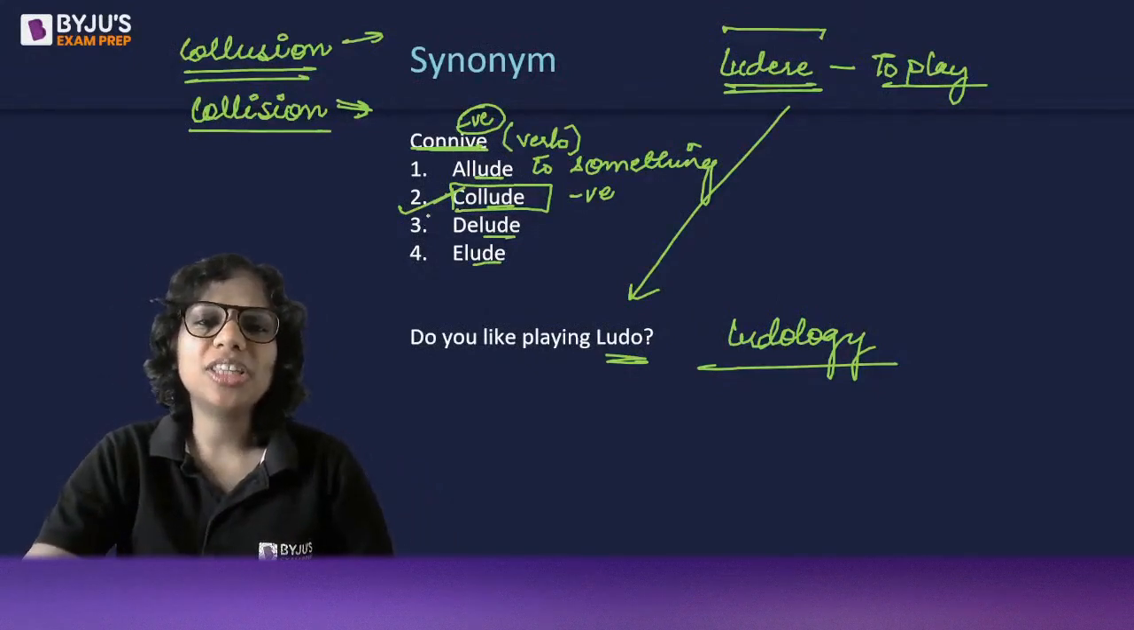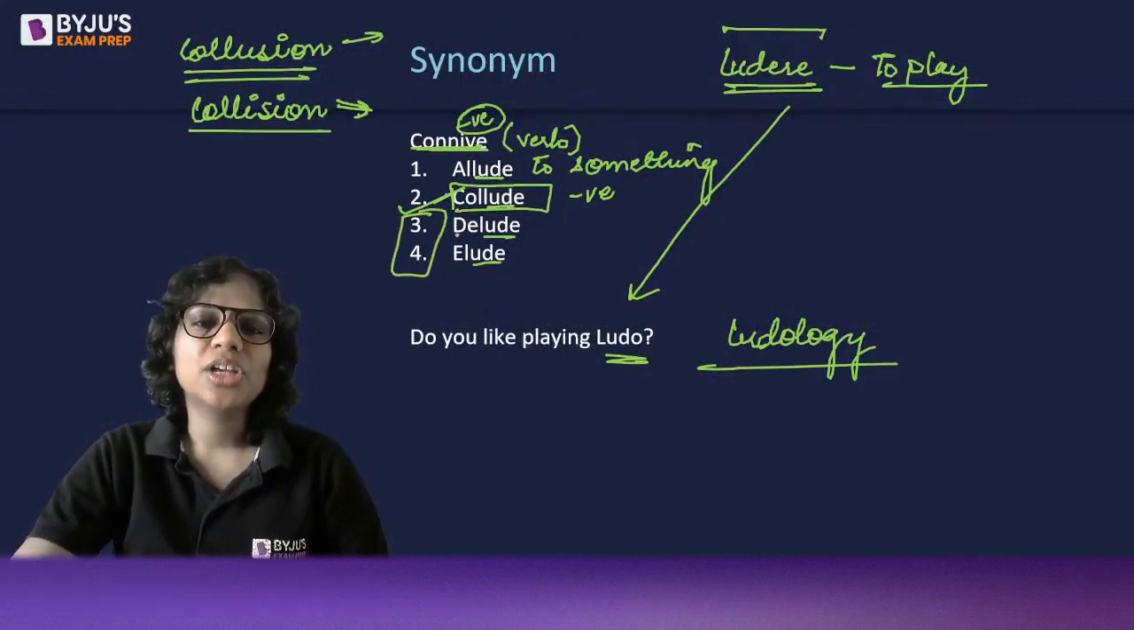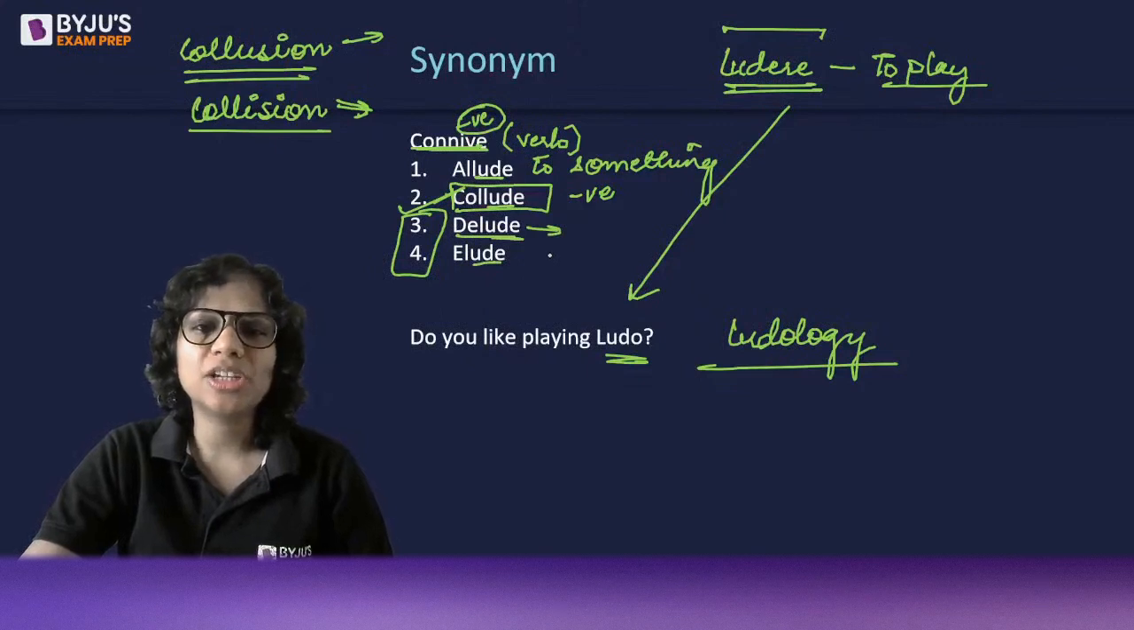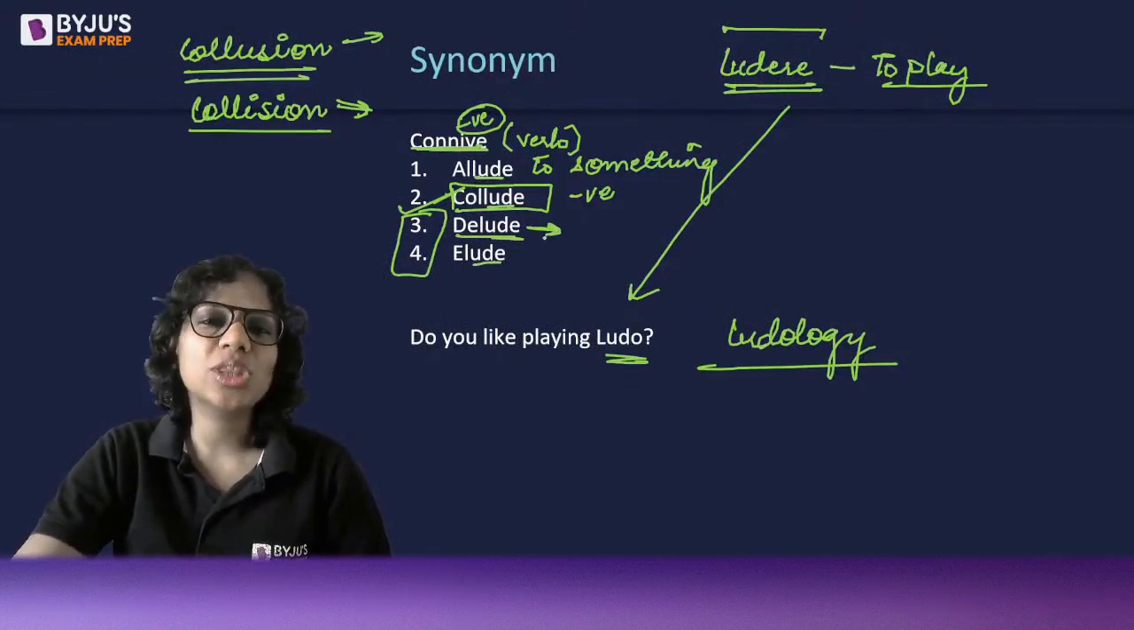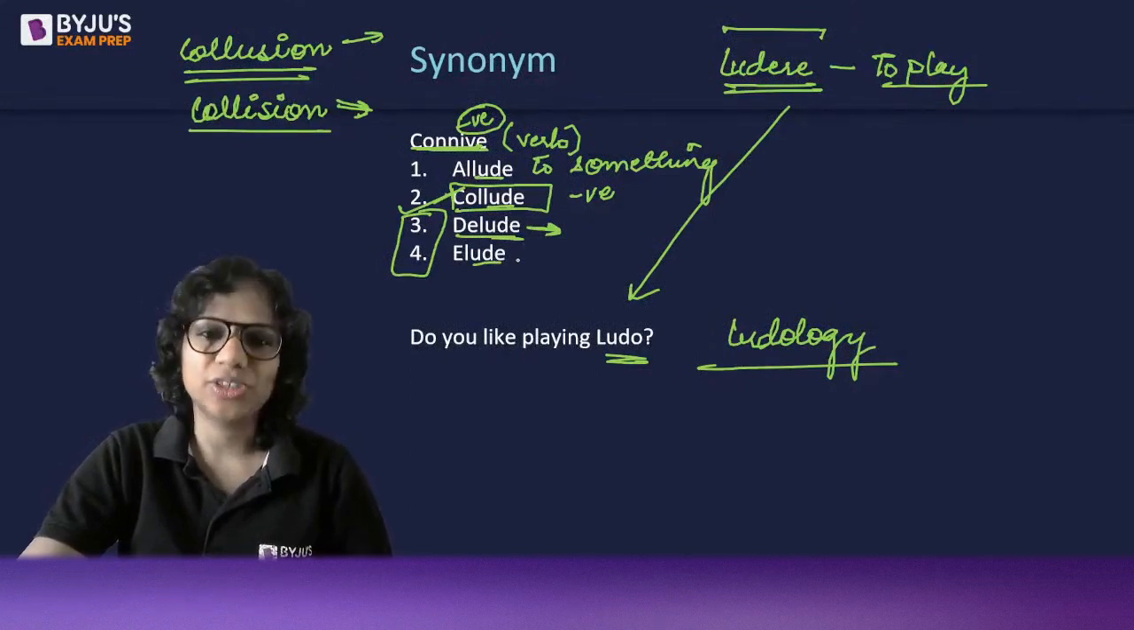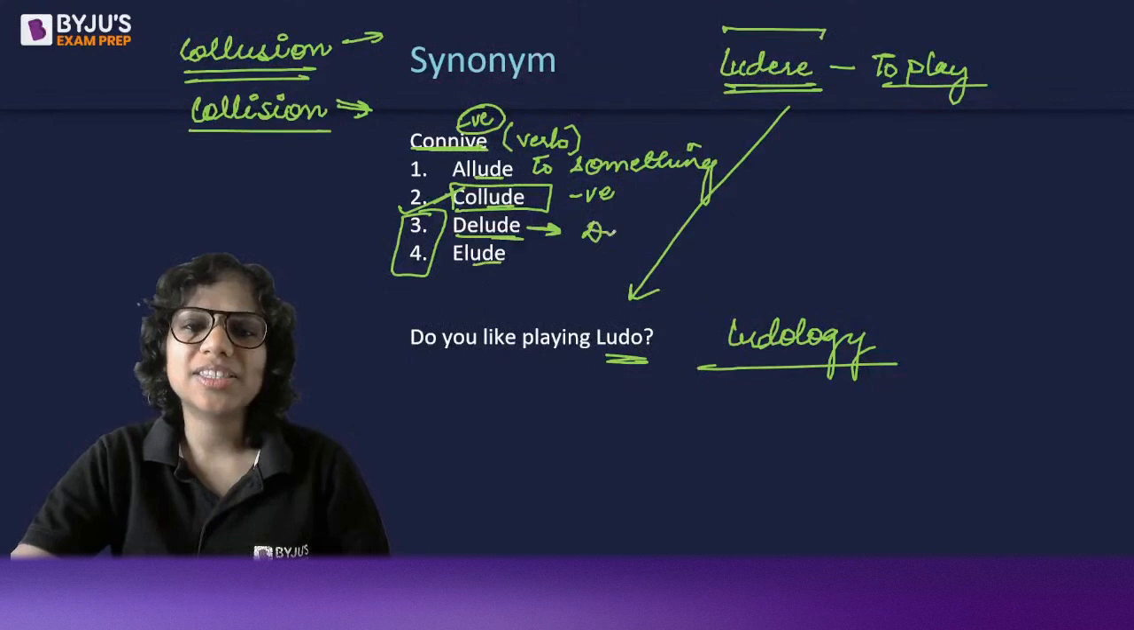Okay. How about these two? Delude, elude. So when you delude someone, in a way you've played with them, right? You've deceived them, you've tricked them, right? You've played with their feelings, with their trust. That is to delude someone. So hence the connection with play, right? To deceive.